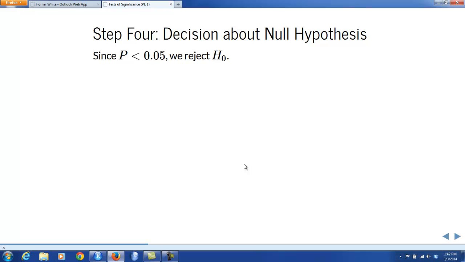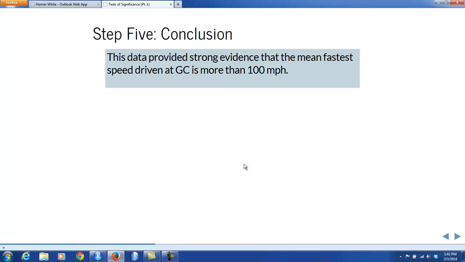The interpretation also makes your decision about the null hypothesis, that's step 4 of a test of significance, very clear. Since the p-value was very small, we're going to reject the null hypothesis. Our usual cutoff value for rejection is a p-value of less than 0.05. Finally, we try to make a non-technical and simple conclusion to sum things up. This data provided some strong evidence that the mean fastest speed driven at Georgetown College is more than 100 miles per hour.